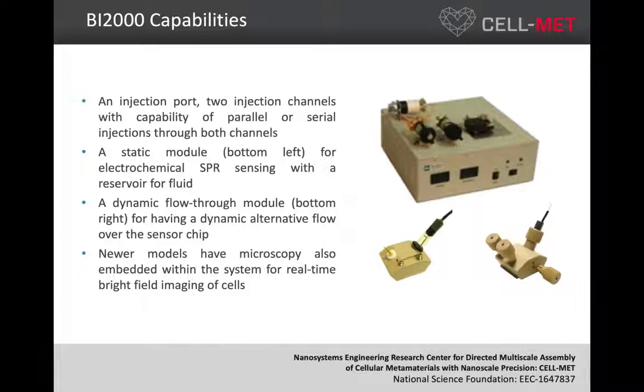Now, the SPR device that we have in our lab is a BI 2000 from Biosensing Instruments. The capabilities that it has: two channels.